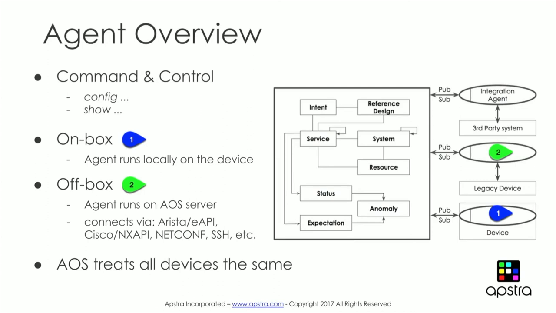So does that all make good sense, Derek? Did I miss anything? No, it makes sense to me. So I see here we support NetConf or SSH or NX-API. So there's a variety of ways to collect the information, not just CLI scraping.